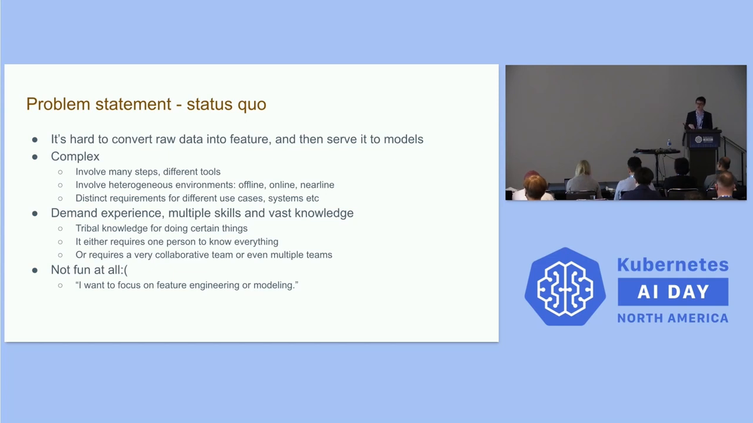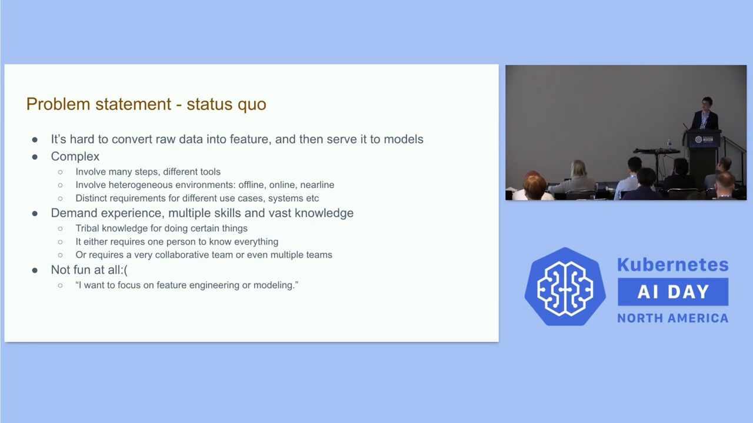And on the organization level, or team level, it usually demands vast experience, multiple skills, and different knowledge. When you start to build an AI team, and as it scales, you will find that there is a lot of tribal knowledge for doing things around feature-related tasks.